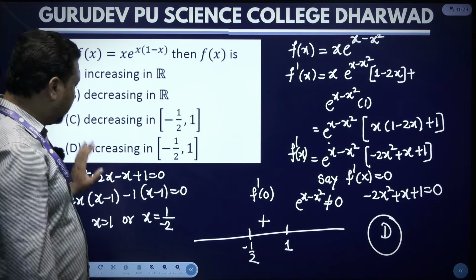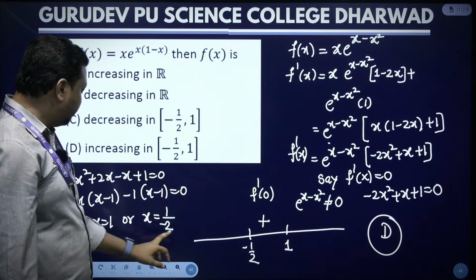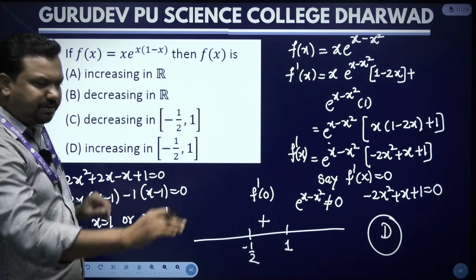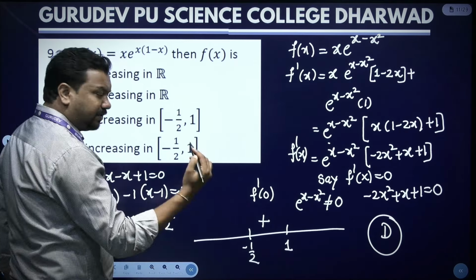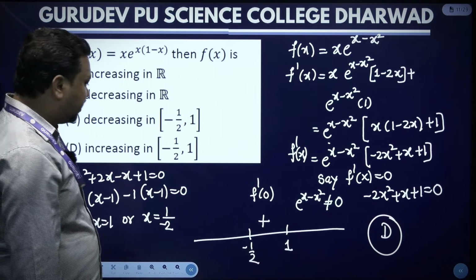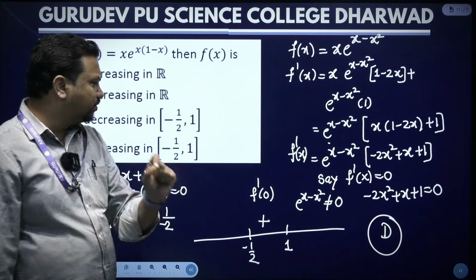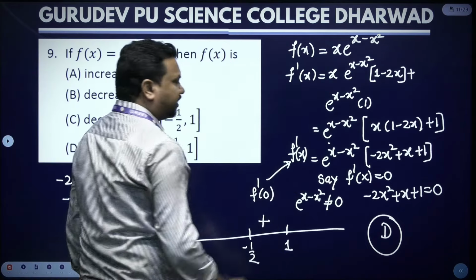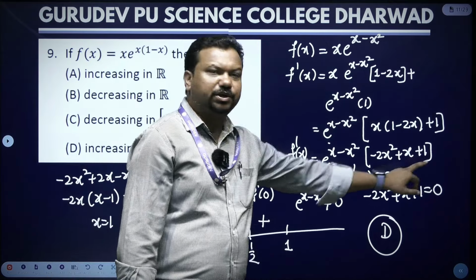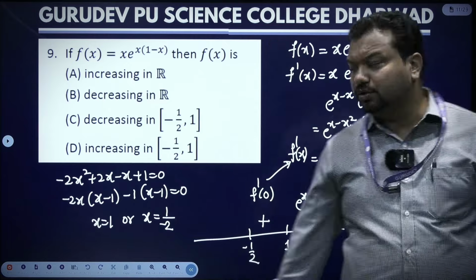Let me say again. Now f dash of x equal to 0 gives the critical points, and here 2 points come, minus 1 by 2 and 1. So on the number line, these 2 points divide it into intervals: minus infinity to minus 1 by 2, minus 1 by 2 to plus 1, and 1 to plus infinity. Now what I do is, choose any value in each of these intervals and substitute it in f dash of x. So what does f dash of 0 become? All the terms cancel and only plus is left, so it is plus. Therefore this function must be increasing in the closed interval minus 1 by 2 to plus 1.